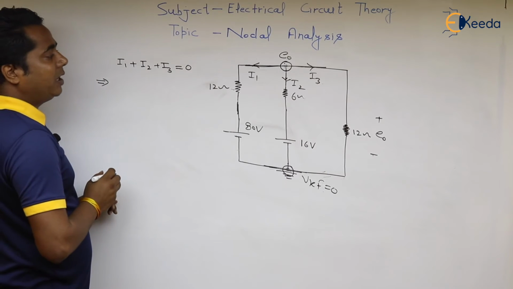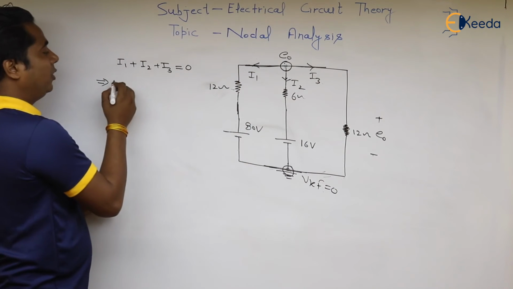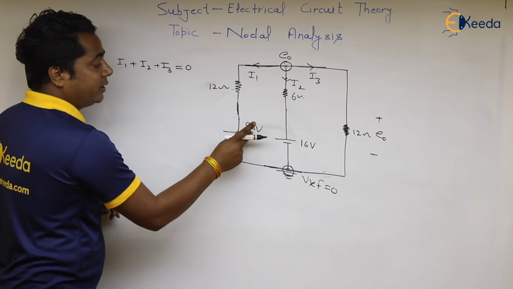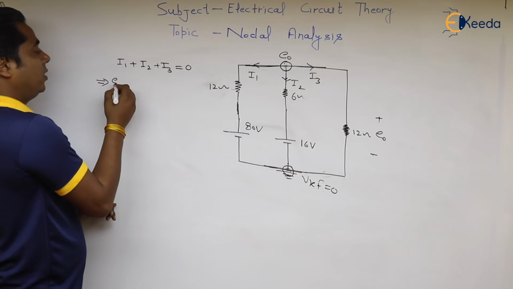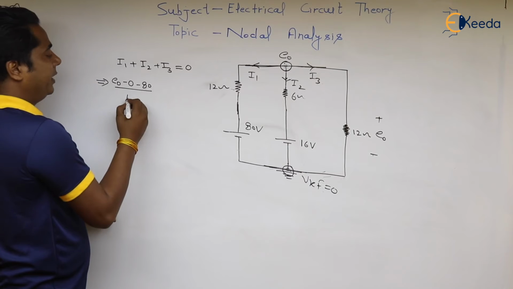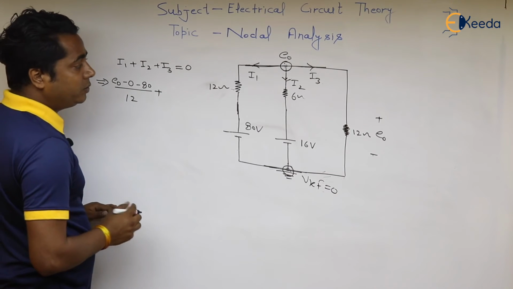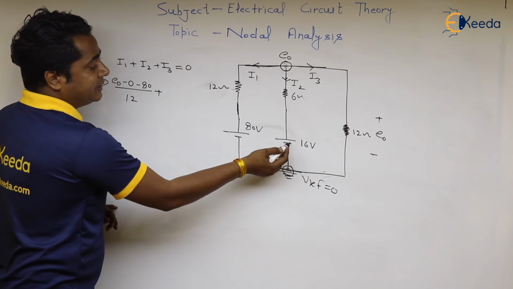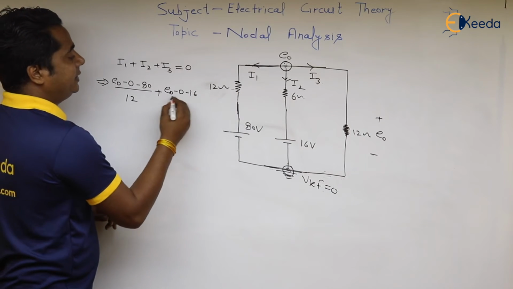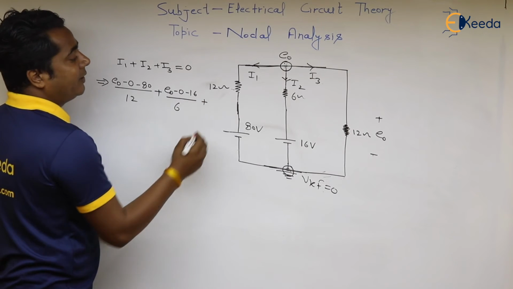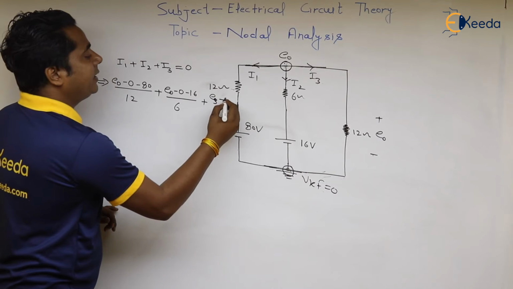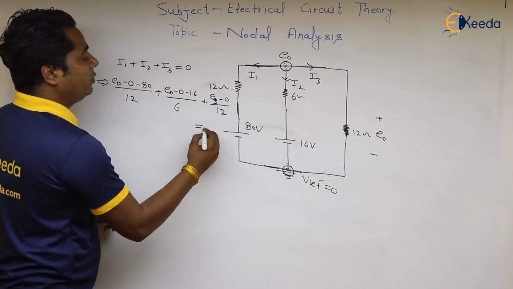The value of I1 will be how much? E naught minus 80 upon 12. E naught minus 0, and this 80 volt is opposing I1. So E naught minus 0 minus 80 upon 12. Plus the value of I2 is equal to E naught minus 0 minus 16 upon 6, plus the value of I3 is equal to E3 minus 0 upon 12. E3 minus 0 upon 12 is equal to 0.